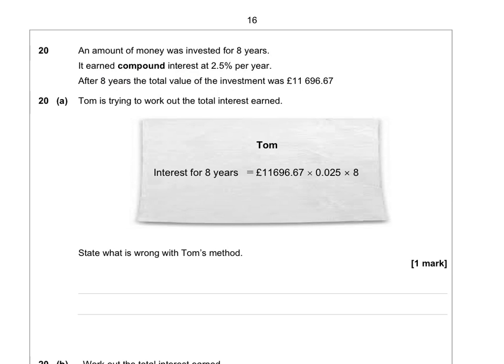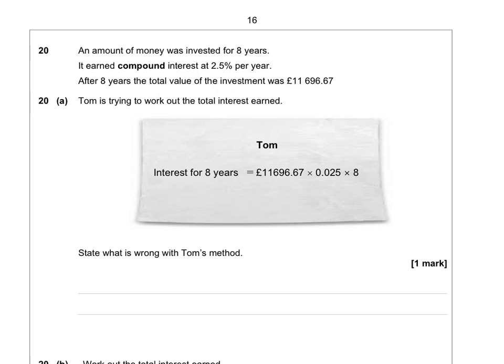Question 20. An amount of money was invested for 8 years. It earned compound interest at 2.5% per year. After 8 years, the total value of the investment was £11,696.67. Tom is trying to work out the total interest earned, using this calculation here. State what is wrong with Tom's method.